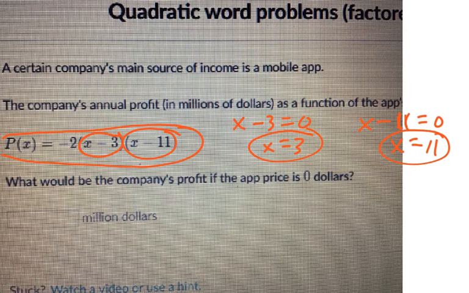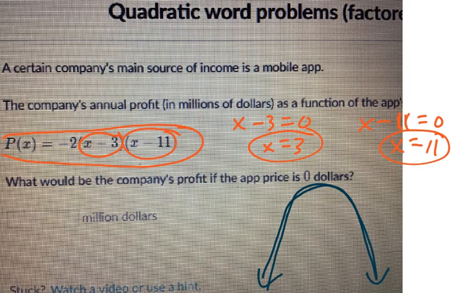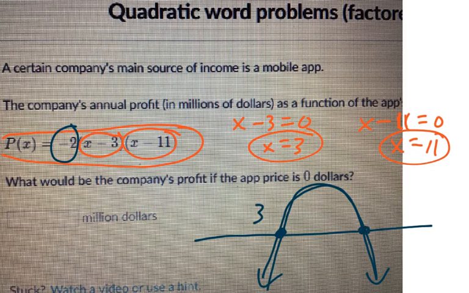Now, what we really have, guys, you see, is a graph that looks like this. It's a quadratic. Why is it opening down? Because of the negative. That's something you may have forgotten, but negative quadratic functions open down. But anyways, we now know that it zeroes out on the left or the lower end at 3, and it zeroes out on the higher end at 11. So let's get to the question. What would be the company's profit if the app price was $0?